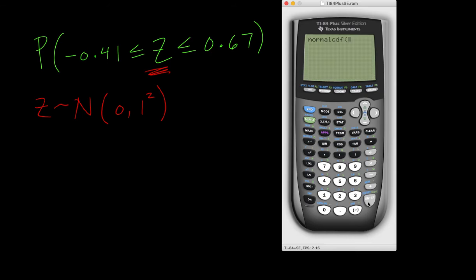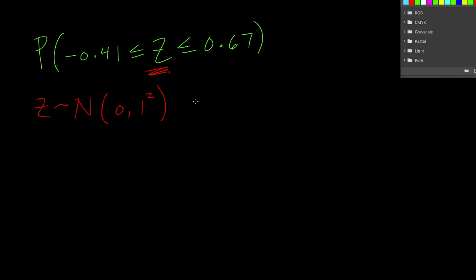We do the lower bound, the upper bound, and then the mean, and then the standard deviation. So our lower bound is negative 0.41, comma, upper bound is 0.67. Our mean is 0, and our standard deviation is 1. We hit enter, and we get 0.408 if we round that.